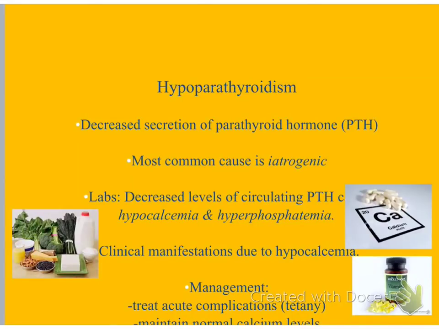All right, so we're going to pick up where we left off. So far we have done the pituitary, hyper and hypo, and the thyroid, hyper and hypo. So now we're going to go down to the parathyroid. We're going to talk about hypoparathyroidism first. And that is a decreased secretion of the parathyroid.